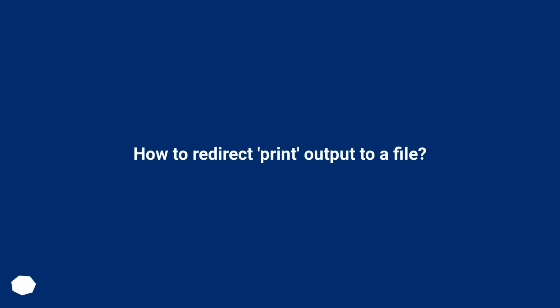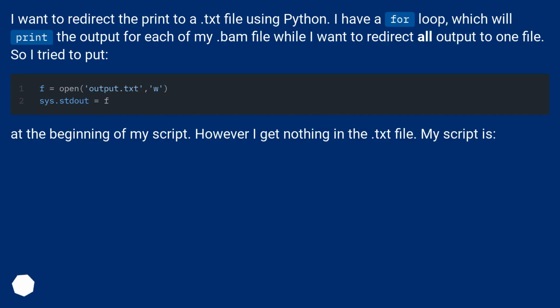How to redirect print output to a file. I want to redirect the print to a text file using Python. I have a for loop, which will print the output for each of my BAM file while I want to redirect all output to one file.